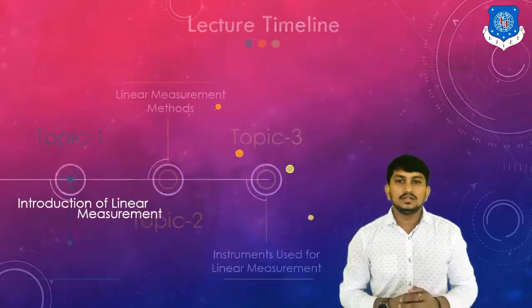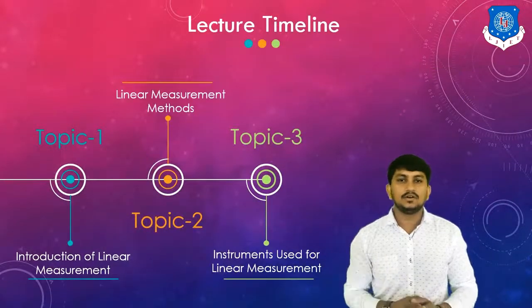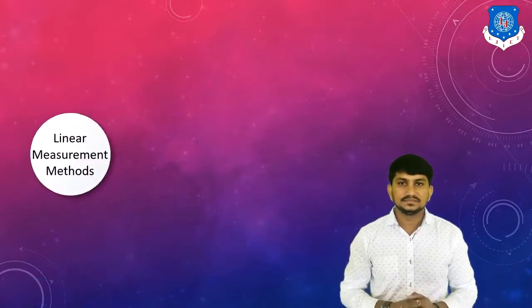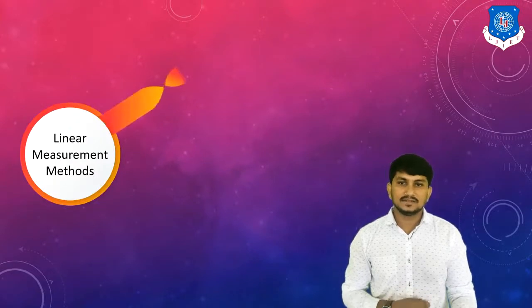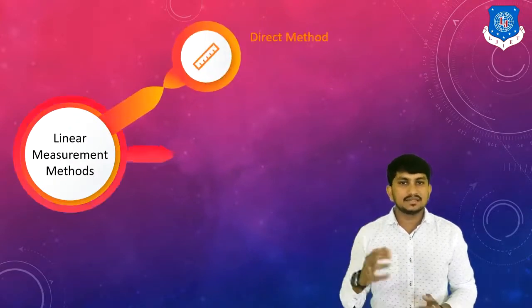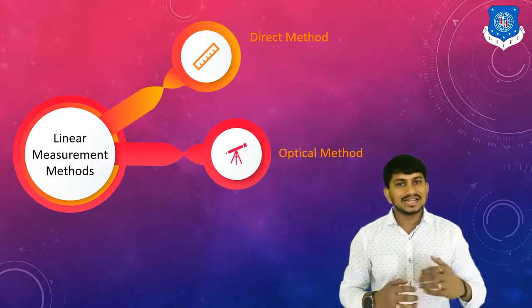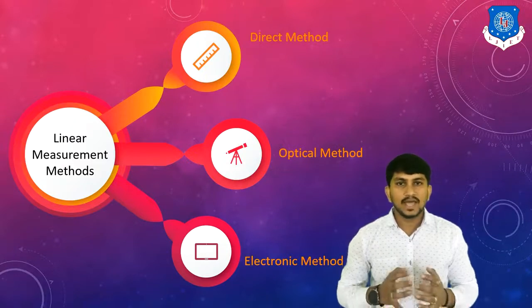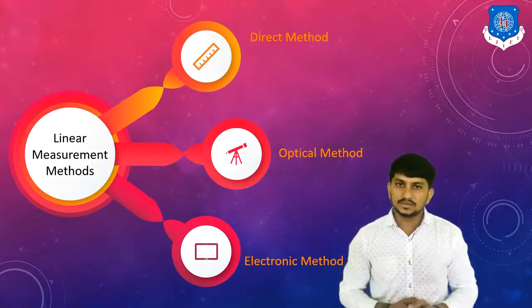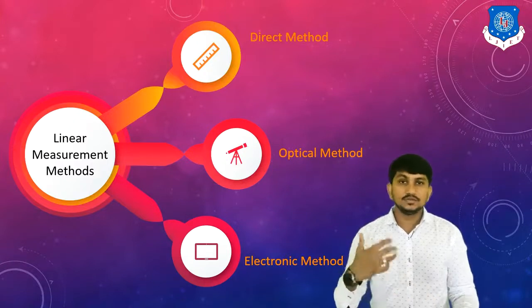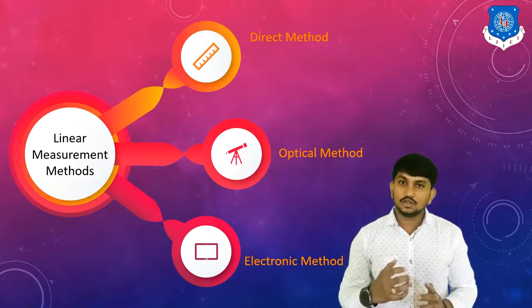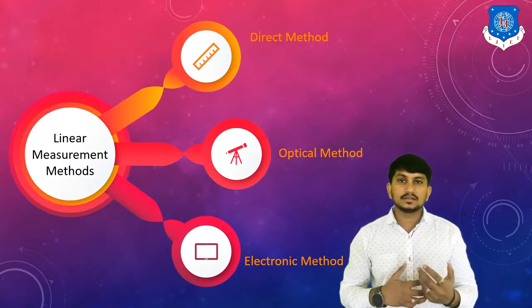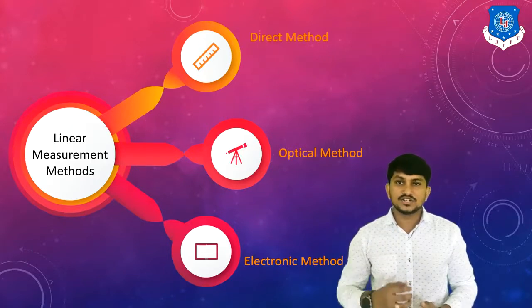Now, let's discuss the second topic of today's lecture, which is linear measurement methods. There are various types of methods. First is direct method, in which we can directly measure the distances on the field. Second is optical method, where number of principles of optics are used, where telescopes are used. The instrument used for optical method is tachometer. And the last is electronic methods, in which electronic instruments like total station is used.